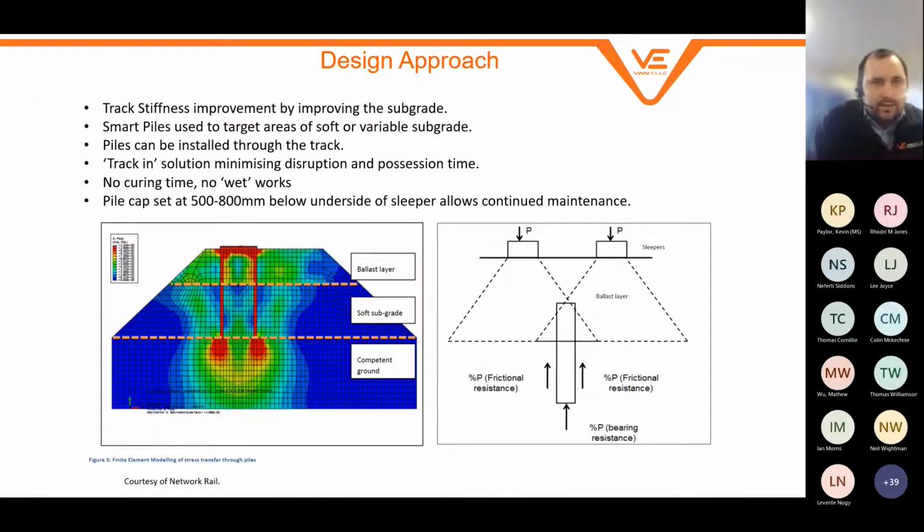The design approach that we take is improving the track stiffness by improving the subgrade. So smart piles, as we call them, are installed to target the areas of soft or variable subgrade. They're installed through the track, and it's a track-in solution. So that maximises possession time, minimises disruption. There's no curing time or wet works. And the pile cap is set 500 to 800 millimeters below the underside of the sleeper. And that allows for continued maintenance and tamping and high output renewals. So it doesn't affect ongoing maintenance.